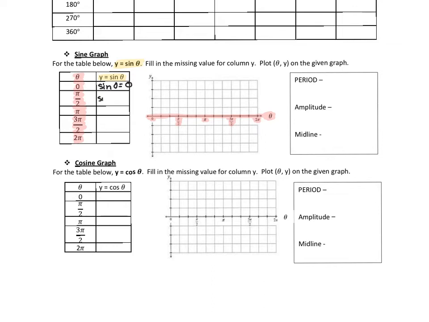Now let's substitute pi over 2 in for my theta. Sine of pi over 2, sine of my 90 degrees is 1. And then continuing around my unit circle, my sine of pi is back to 0. My sine of 3 pi over 2, my sine of 270 degrees is negative 1. And my sine of 2 pi is back to 0. So this is 5 coordinates to plot on my graph.